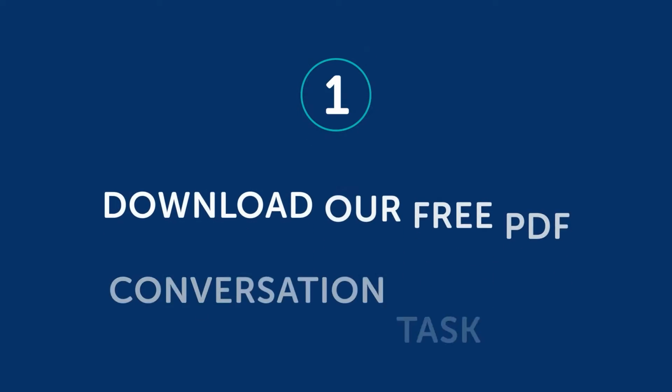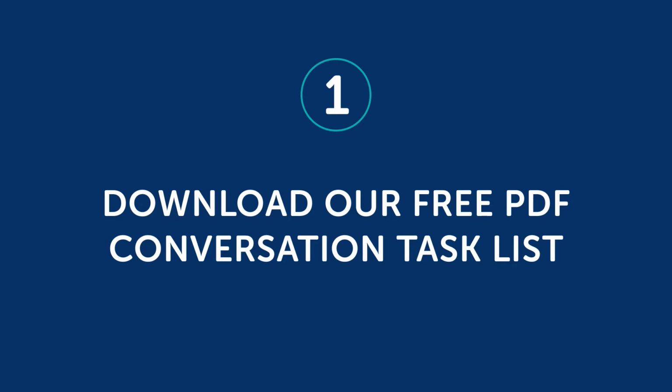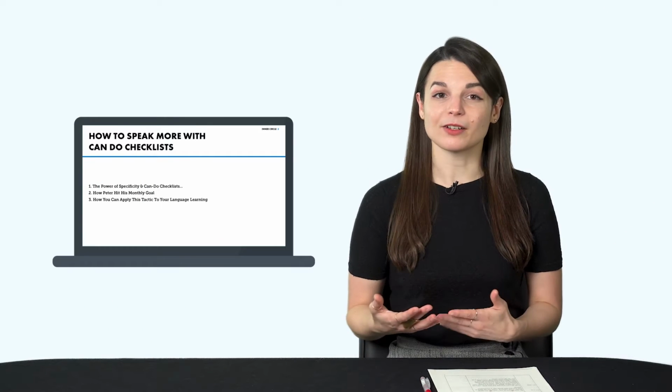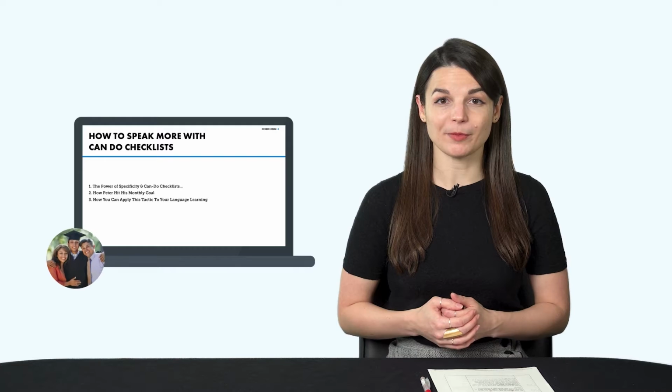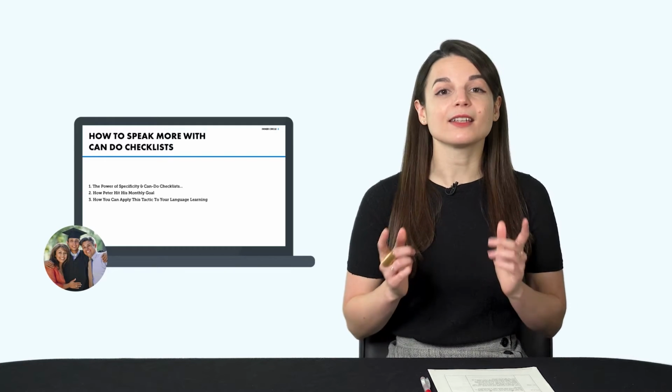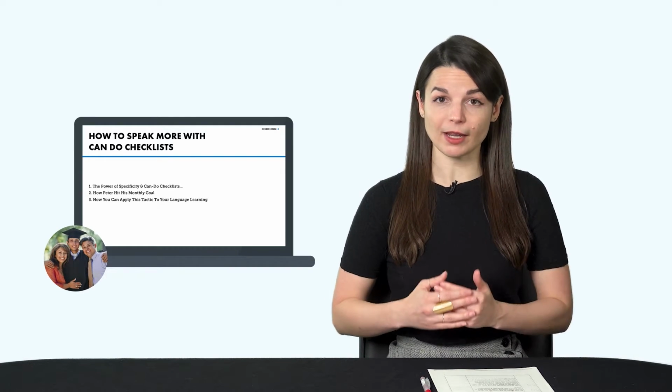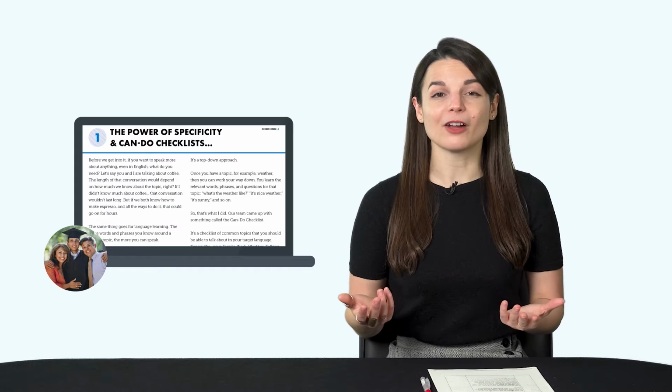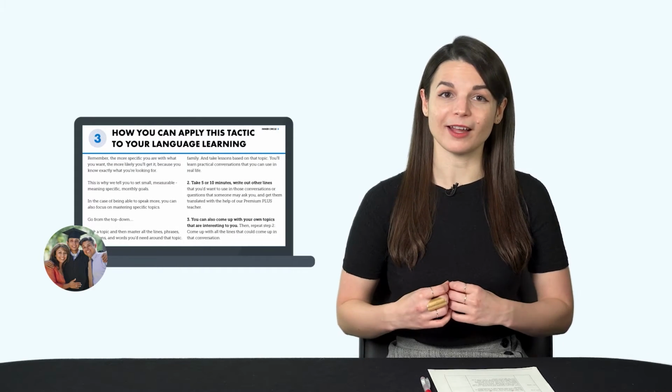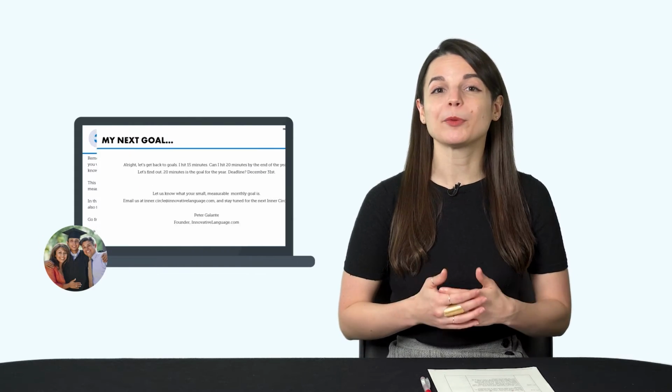1. Download our free PDF conversation task list. Pick a topic to start with, for example, talking about your family. Then, take lessons inside our learning program based on that topic. You'll learn practical conversations that you can use in real life. And as a result, you'll be able to talk more about your family.